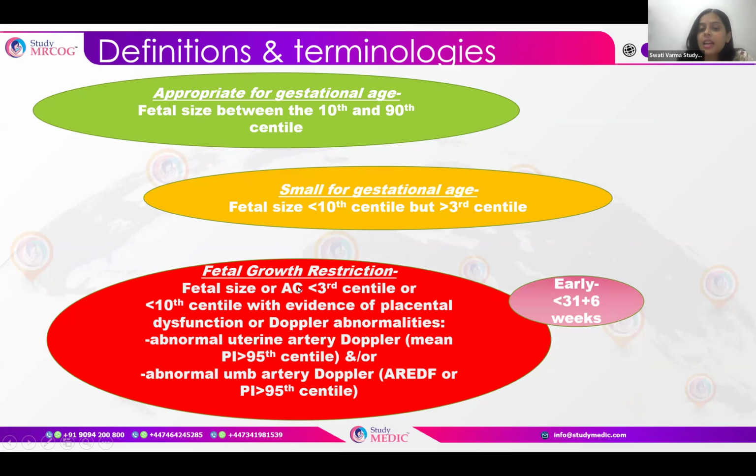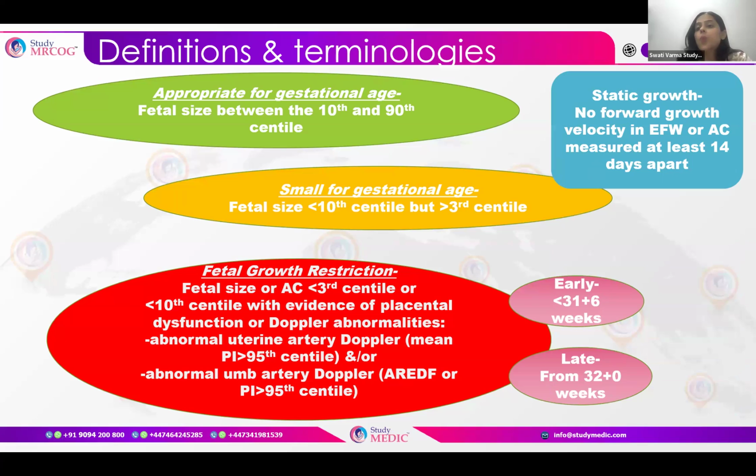Now here, FGR has been divided into early FGR and late FGR. Early is less than 32 weeks, that is 31 plus 6 weeks, and late is from 32 weeks onwards. One more terminology has been mentioned, that is static growth. Static growth means no forward growth velocity in estimated fetal weight or abdominal circumference measured at least 14 days apart. So this is one more change.